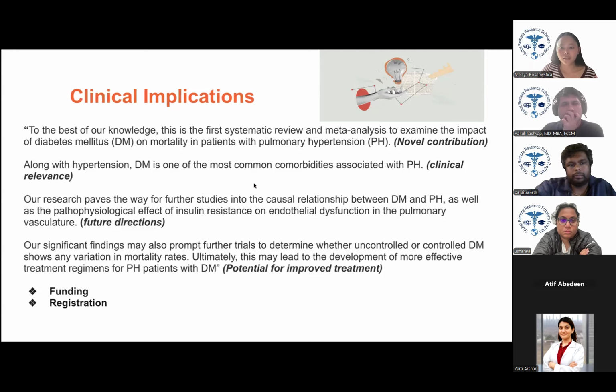In this case, from Dr. Pate's work, they describe the novelty of the study, and then they talk about how diabetes mellitus is a common comorbidity associated with pulmonary hypertension. Then they mention the future directions of the study and the potential for improved treatment. They highlighted that in the future, there should be more treatment for pulmonary hypertension patients with diabetes mellitus. So they are basically describing the clinical implications of their systematic review.